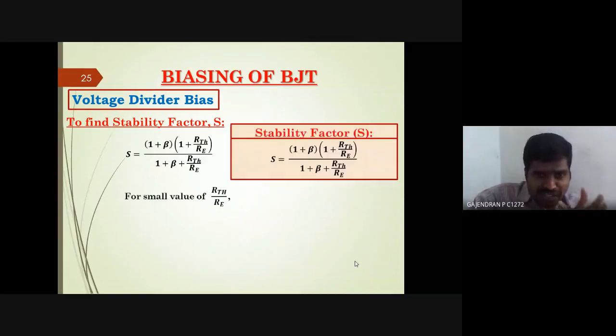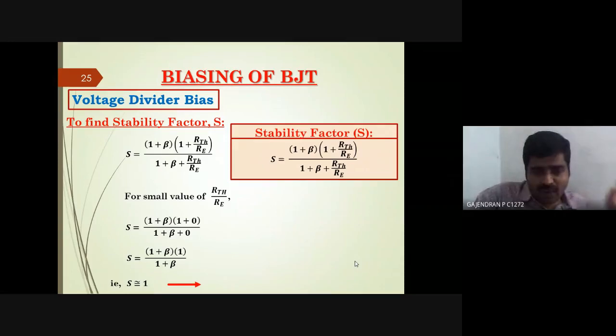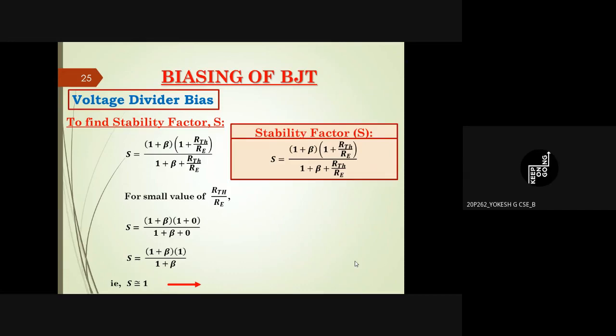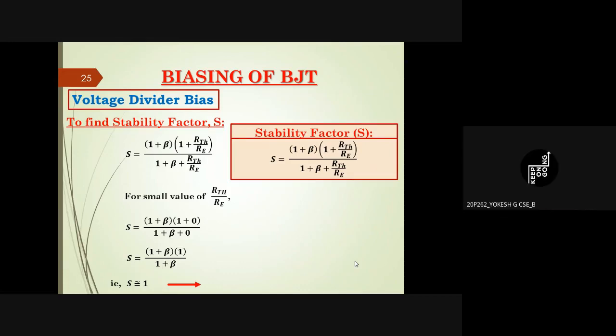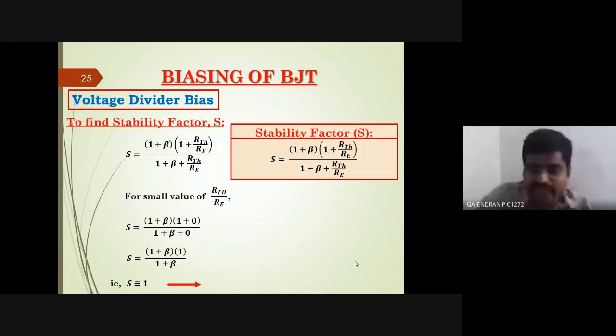The end result is the important thing. This is the approximate value of the stability factor. Can anyone tell me from this end result, is the stability factor good or bad? Good, sir. Comparative to what? Fixed bias. So it's a good stability.